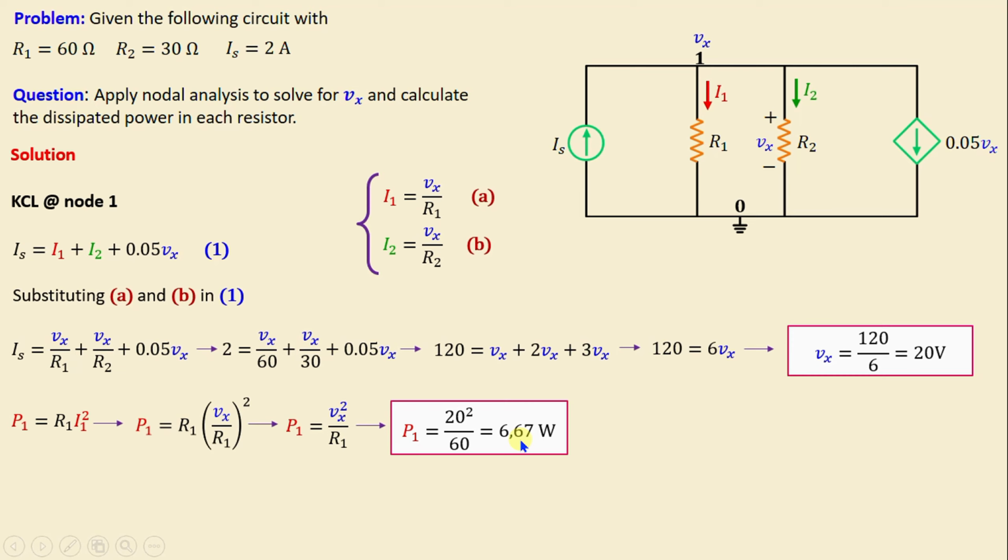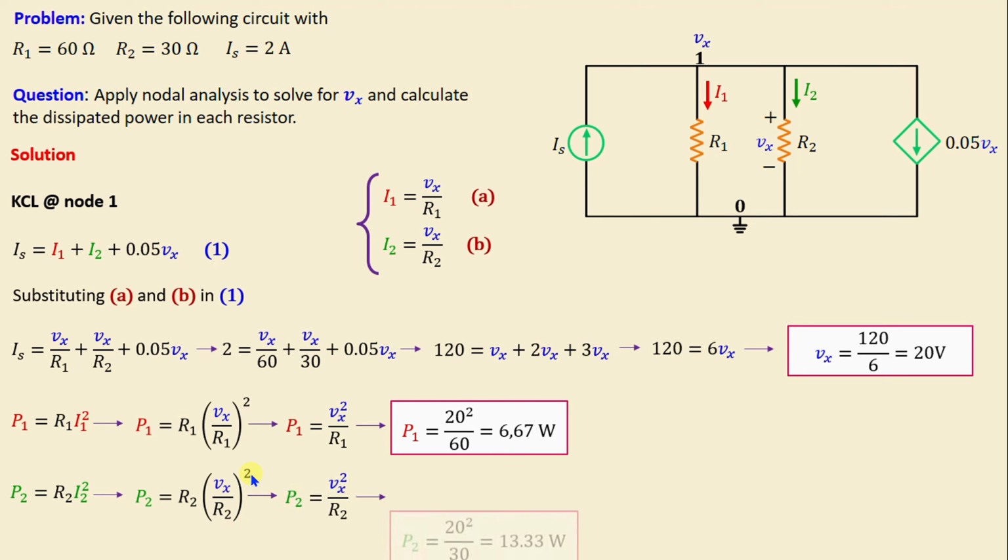6.67 watts. Let's move on now to the dissipated power in the resistor R2, which is equal to R2 I2 squared. I2 is equal to Vx over R2. That means P2 is equal to R2 times (Vx over R2) squared. If we replace now Vx and R2 with their numerical values, we obtain P2 is equal to 13.33 watts.